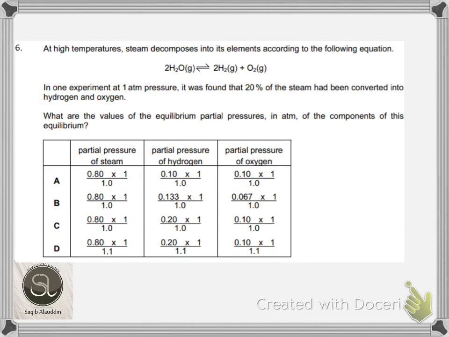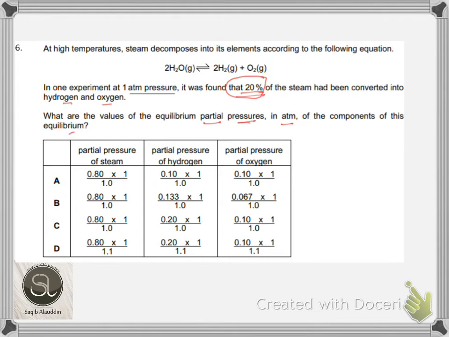Question number 6. In this question it says, at high temperature, steam decomposes into elements according to the following equation. The equation is given. In one experiment at 1 atmospheric pressure, 20% of the steam had been converted into hydrogen and oxygen. The question is asking, what are the values of the equilibrium partial pressures in atmospheres of the components of this equilibrium?